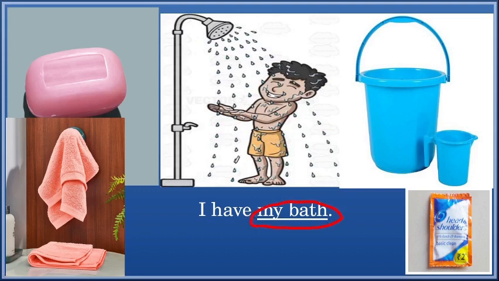Then, where is the boy taking the bath? It has to be in a bathroom because you can see a shower. If you don't have a shower, or if you don't want to use a shower, how can you take a bath? You have a bucket and a mug. What are the things you need to take a bath? You need water, you need soap, you need towel, and you need shampoo.